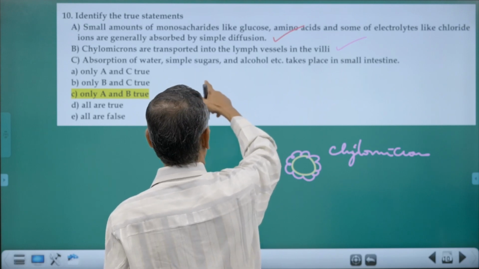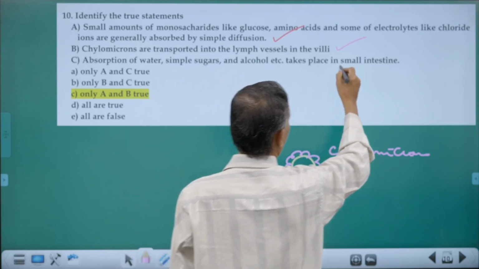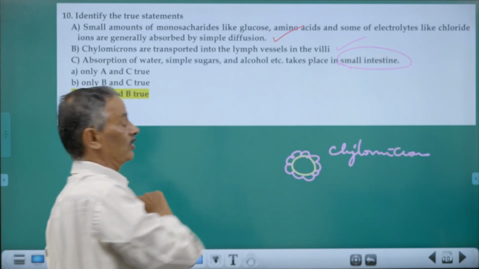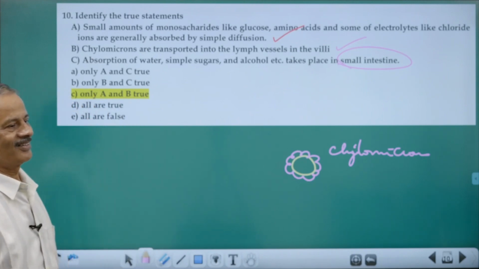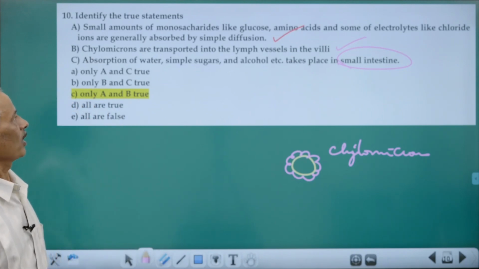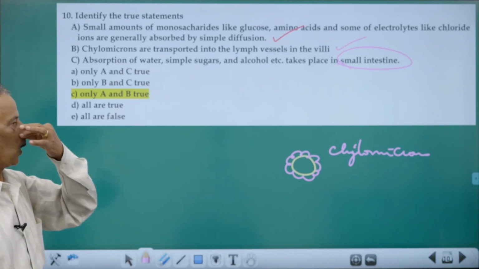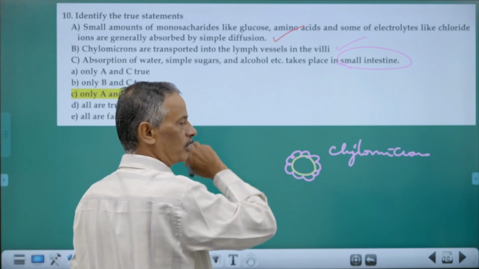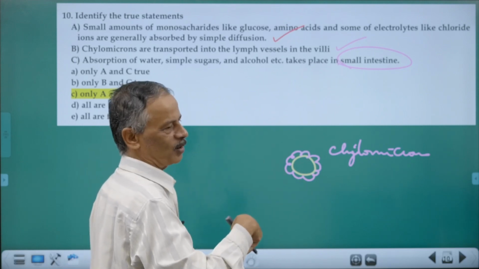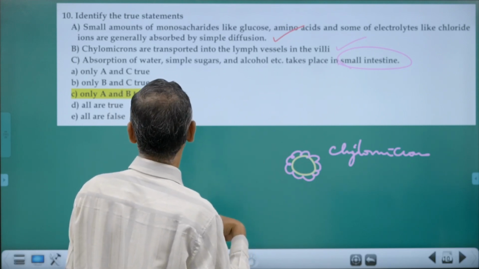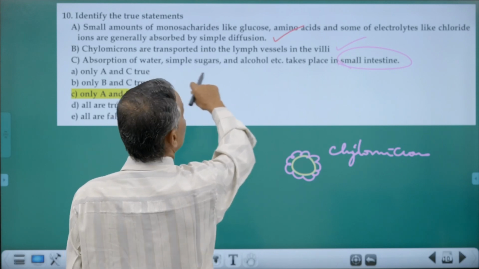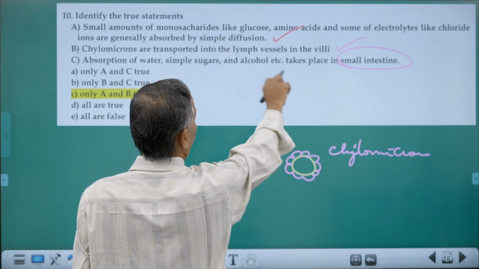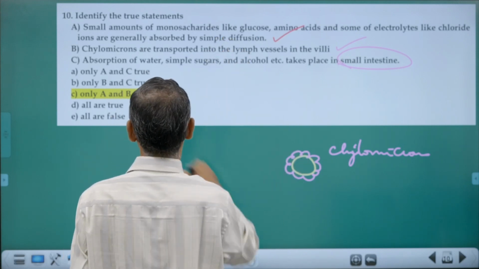Absorption of water, simple sugar and alcohol takes place in the stomach. Simple sugar, water and alcohol are absorbed in the stomach. Because alcohol requires no digestion, it can be absorbed in the stomach itself. So, only two are correct, the third one is wrong. So, the option goes to cat.